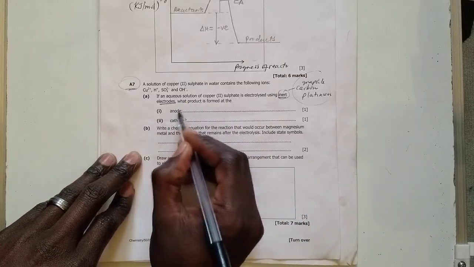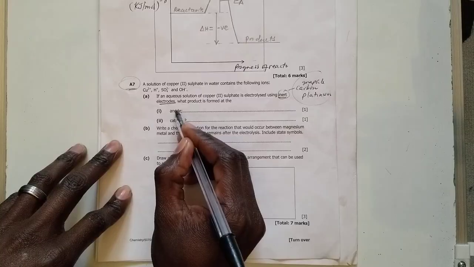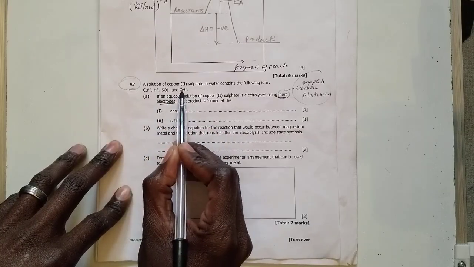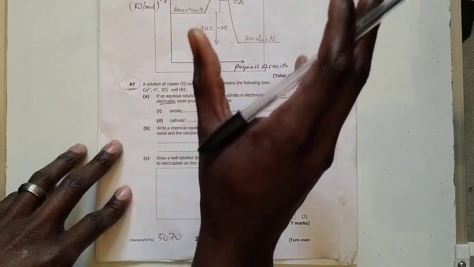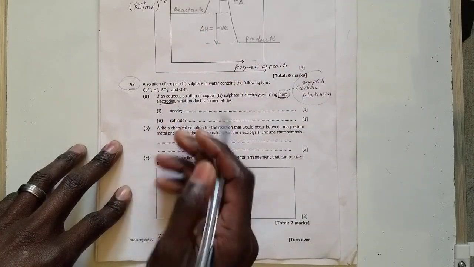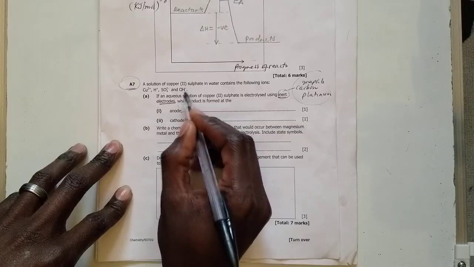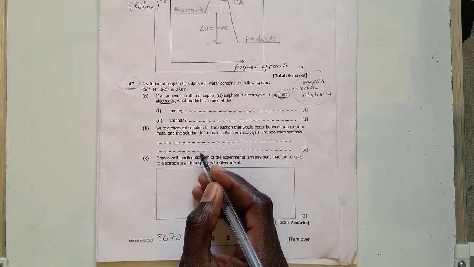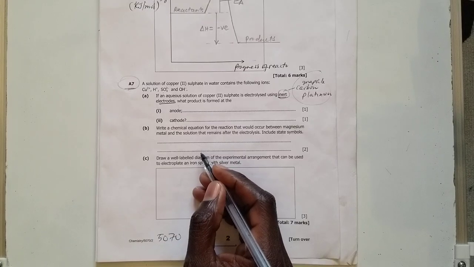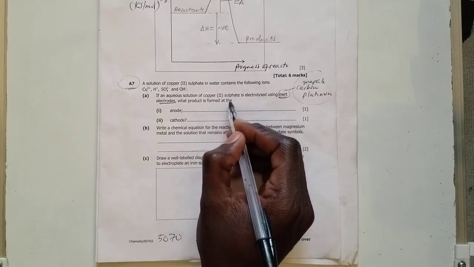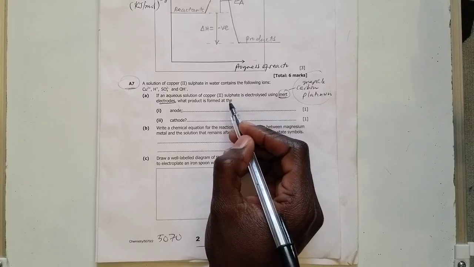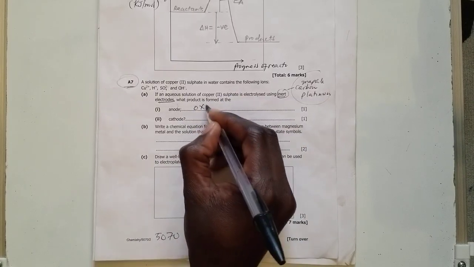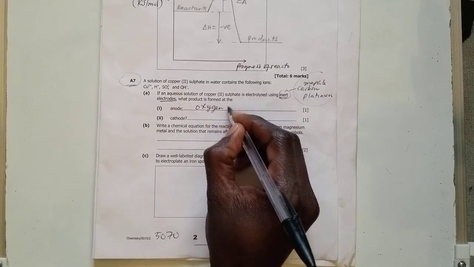So what product will be formed at the anode? Remember, the anode is positive. Now, because the anode is positive, it simply means the sulfate and the hydroxide are going to be discharged at the anode. But which of them will be deposited? Well, the hydroxide are going to be deposited. Why? Because they are lower in the electrochemical series. So what product is formed at the anode in this case? That's what the question is actually telling us. So it simply means that you are going to have oxygen gas.